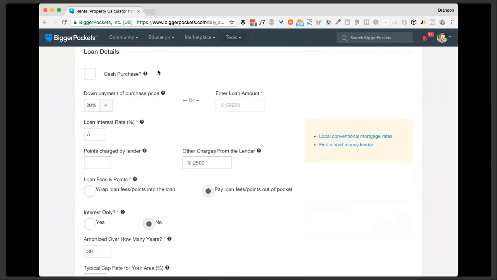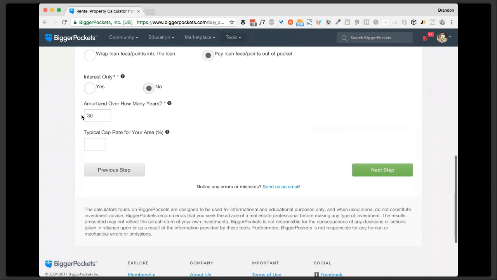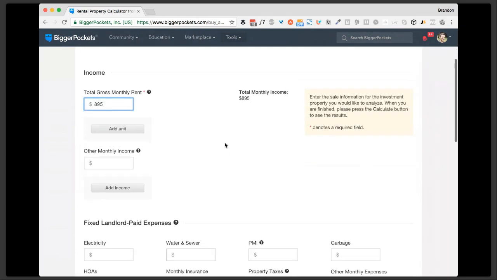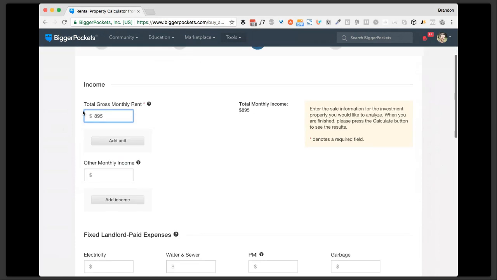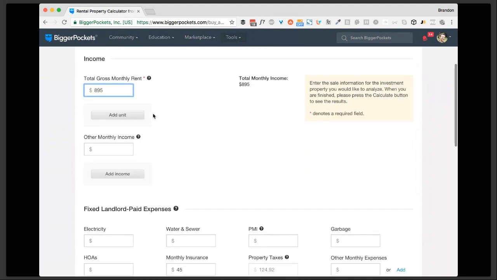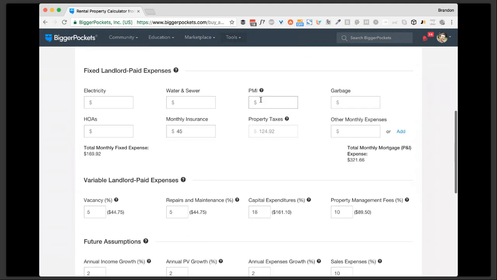All right, below that, we got our loan details. So we said 20% down at 5% interest on a 30-year mortgage. If you want to know more about all this little stuff, just hover over them and you can learn how they work. Page 3 is all about the rental info. So we got things like the gross monthly rent, any other monthly income. Is there laundry, storage, whatever? You can add those here. If you're doing a multifamily or a commercial property, you can even add in individual units, which is kind of cool. Down below that, we've got things like electricity, water, PMI, garbage, HOAs. Remember all that list of things that we looked at earlier? Here they all are. Just go one by one through it.